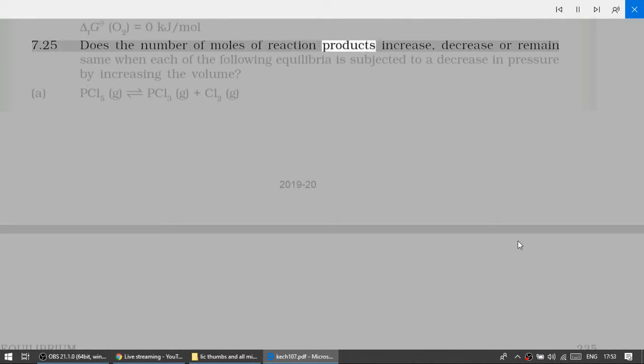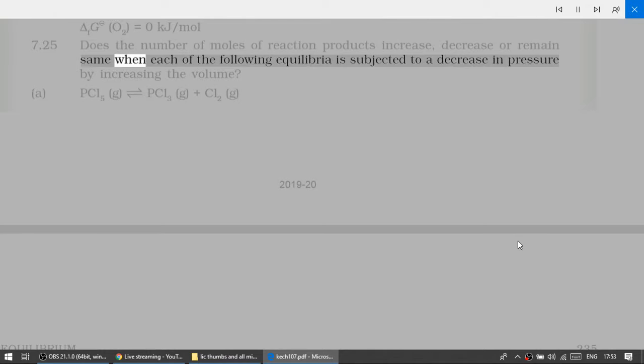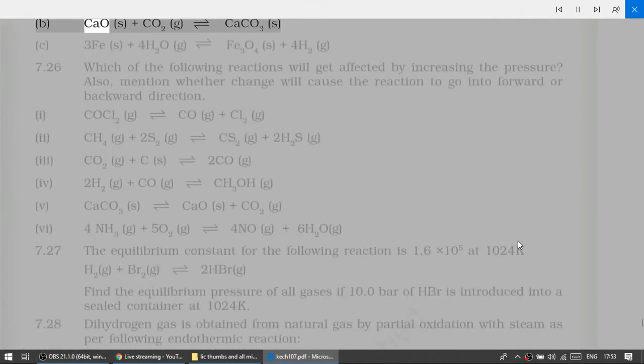7.25 Does the number of moles of reaction products increase, decrease or remain same when each of the following equilibria is subjected to a decrease in pressure by increasing the volume? (a) PCl5(g) ⇌ PCl3(g) + Cl2(g) (b) CaO(s) + CO2(g) ⇌ CaCO3(s) (c) 3Fe(s) + 4H2O(g) ⇌ Fe3O4(s) + 4H2(g). 7.26 Which of the following reactions will get affected by increasing the pressure?